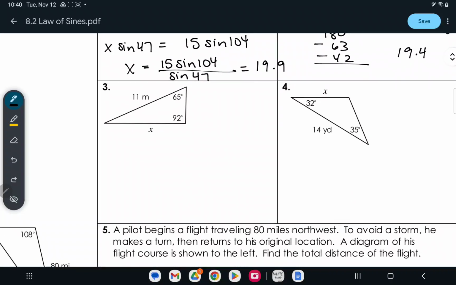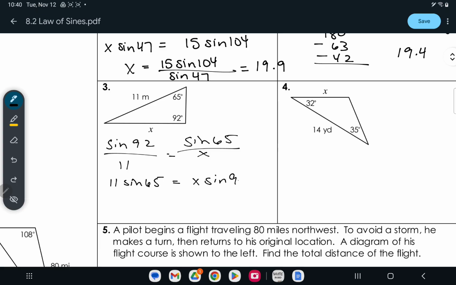Right. So sine of 92 over 11 equals sine of 65 over x. So cross multiply: 11 sine 65 equals x sine of 92. Divide both sides by sine of 92 to get 10.